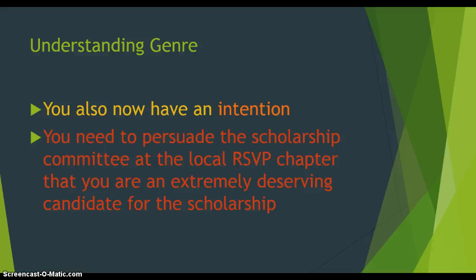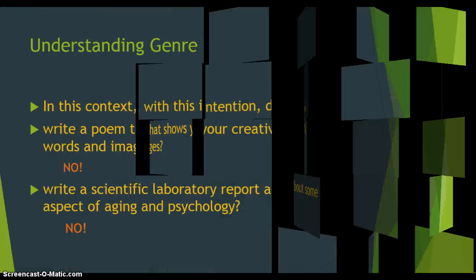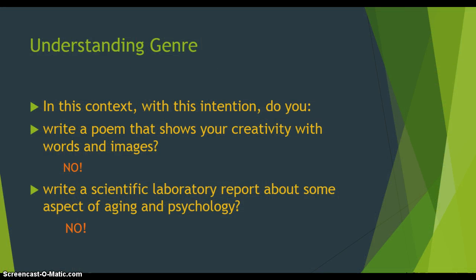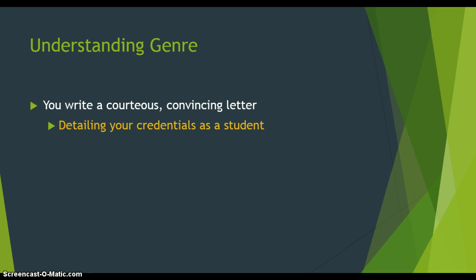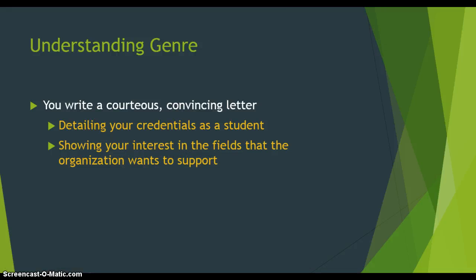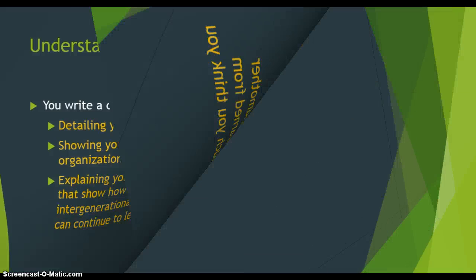You need to persuade the scholarship committee at the local RSVP chapter that you are an extremely deserving candidate for the scholarship. So now we have context and we have intention. In this context, with this intention, do you write a poem that shows your creativity with words and images? No. Do you write a scientific lab report about some aspect of aging and psychology? No, that's not what you do either. You write a courteous, convincing letter detailing your credentials as a student, showing your interest in the fields that the organization wants to support, and explaining your experiences with your grandmother that show how much you've already learned from intergenerational research and how much you think you can continue to learn.